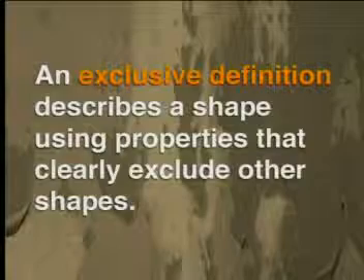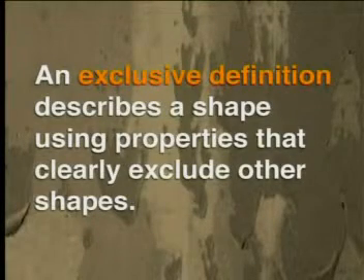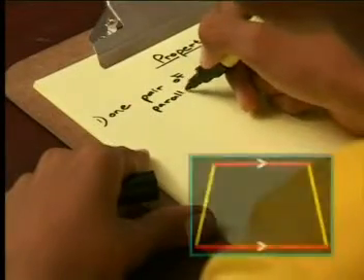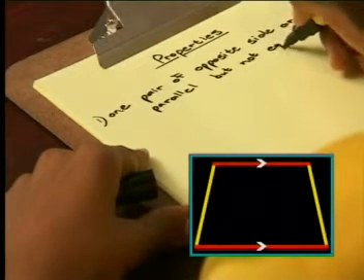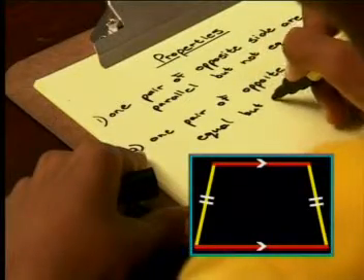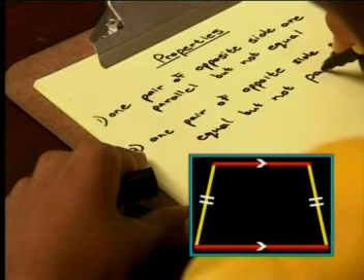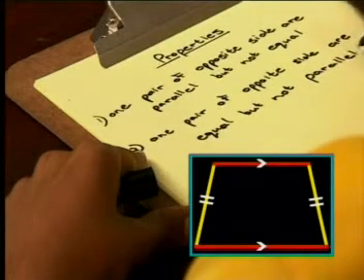Gerard, you seem to want to exclude the possibility of letting a rectangle be a special kind of isosceles trapezium. That means you want to make an exclusive definition, one that won't let a rectangle be a special kind of isosceles trapezium. Let's see if you can make an exclusive definition. Well, we can say one pair of opposite sides are parallel but not equal. Then we can say one pair of opposite sides are equal but not parallel.